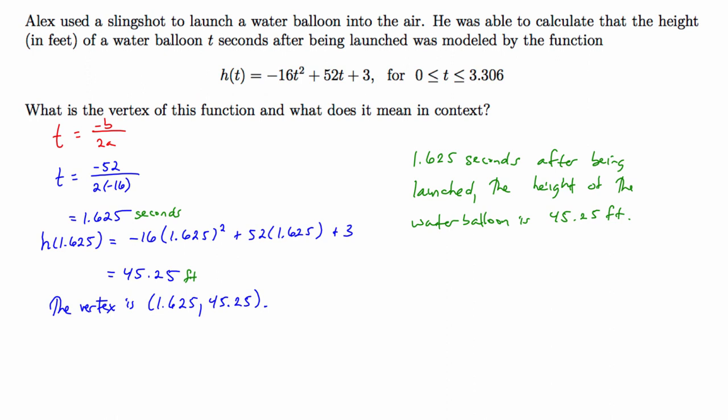Additionally, not only does it tell us the particular height at this particular time, it also tells us, because this is a parabola, that this is the vertex, and because the a value is negative 16 and the parabola opens down, it also tells us that this is the maximum height the water balloon will ever reach.